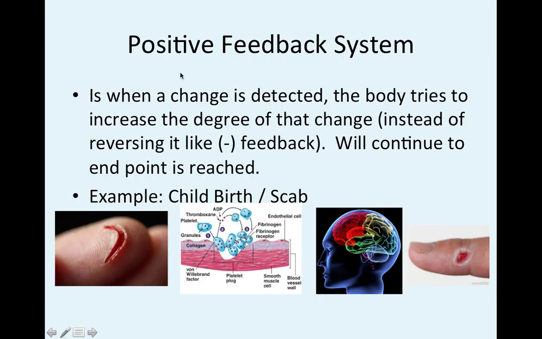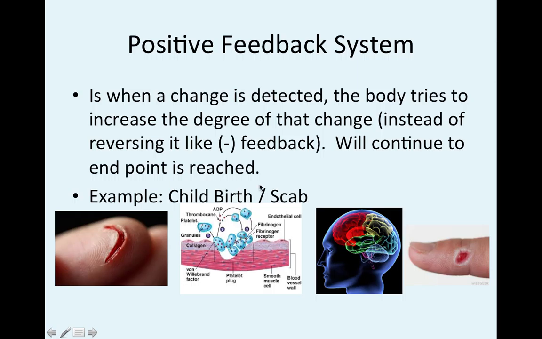Now, a positive feedback system is very different. It's when a change is detected and the body tries to increase the degree of that change instead of reversing it like a negative feedback. So it will continue to go away from the normal set parameter until an endpoint is reached. So an example is childbirth.